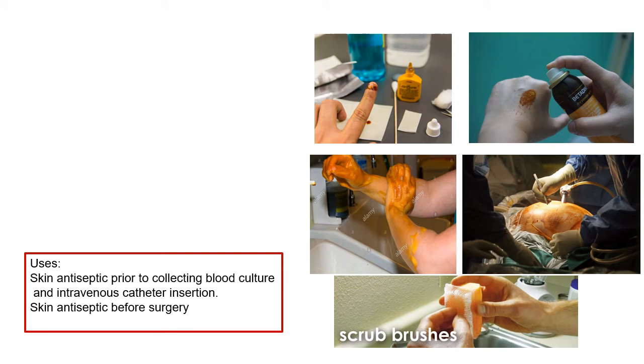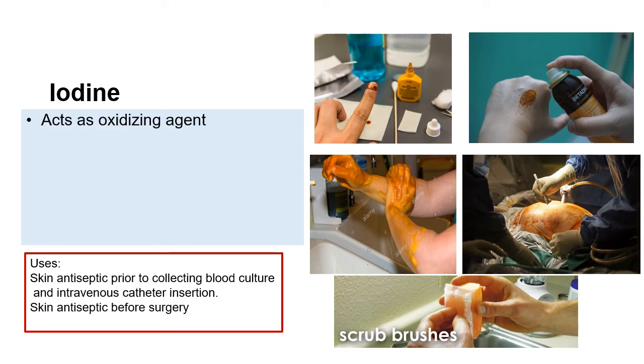Now let us move to the other chemical agent that we commonly use in the hospital, and it's very clear from the picture. It's iodine. So what is iodine? Again, it's similar to the chlorine, an oxidizing agent, and it has two forms.